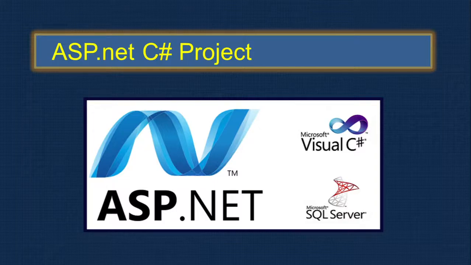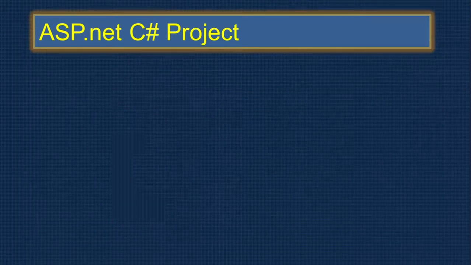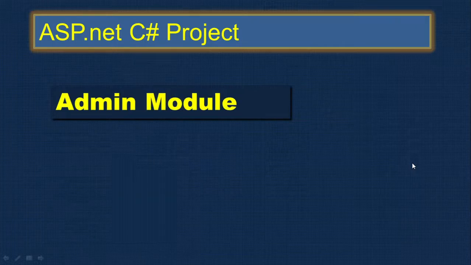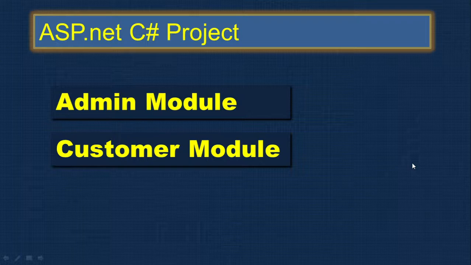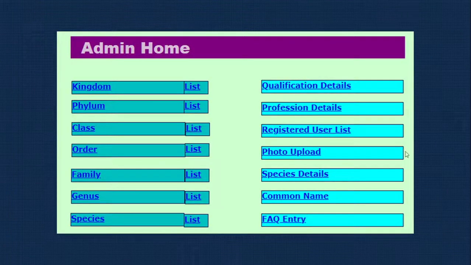Here we are talking about ASP.NET, the language is C#, and the backend is SQL Server. I'll show the demo in this language. First I'll show you the options we have provided. There are two major modules. One is the admin module, where we can enter all the data. The other is the customer or user module, where they can view the data. In the admin module, when you talk about taxonomy, there are seven groups: kingdom, phylum, class, order, family, genus, species. These we need to enter.